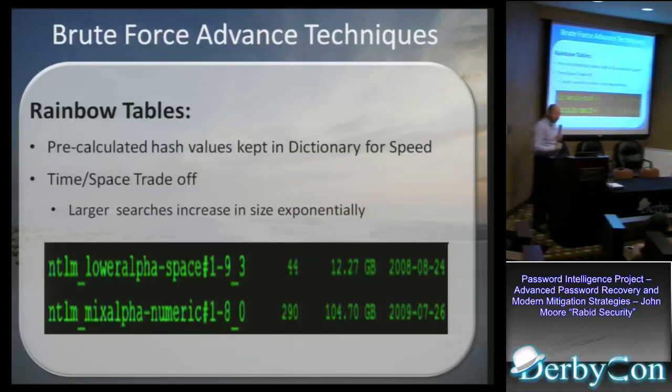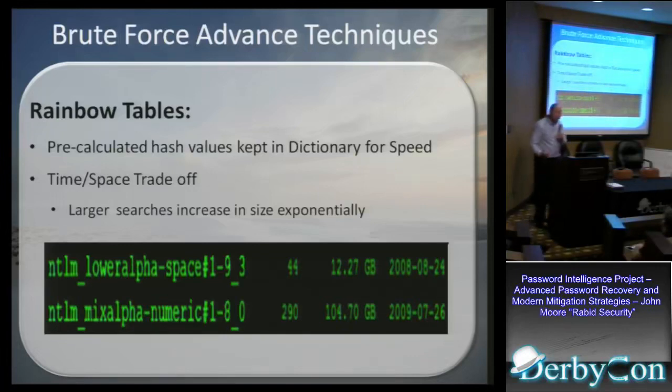But there are problems with rainbow tables. The problems come down to space. If you look right here, I have an NTLM, which is the stronger type of password encryption, using lower alpha and spaces from 0 to 9 characters: 12 gigs. Pretty big file, okay? But as soon as we go to 1 to 8 characters, which is a smaller amount, but it does mixed alphanumeric, we're at 104 gigs, okay?